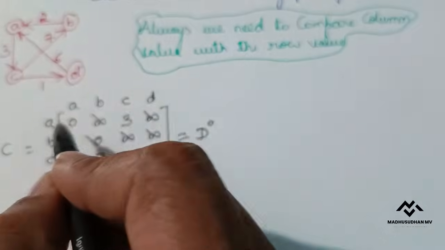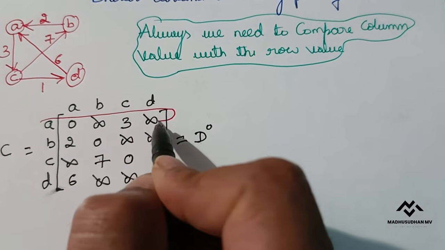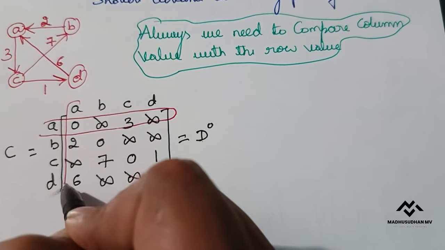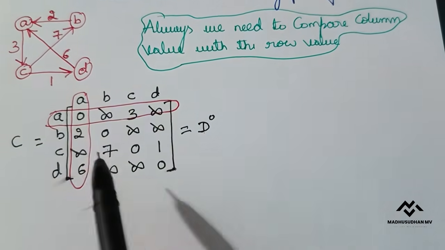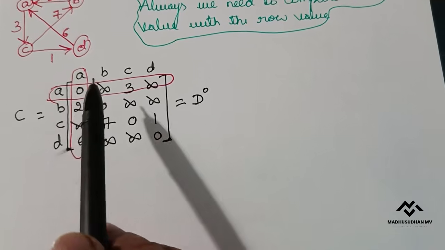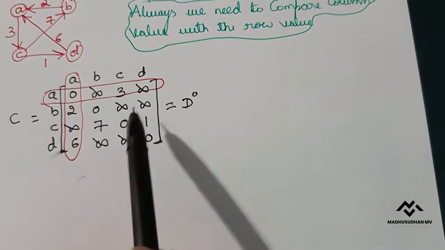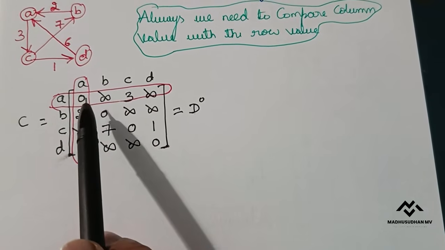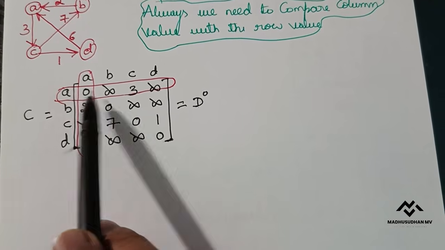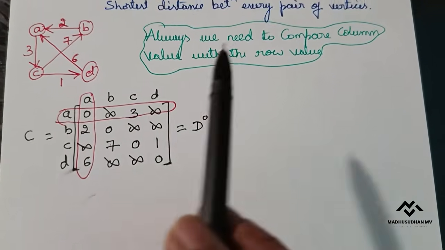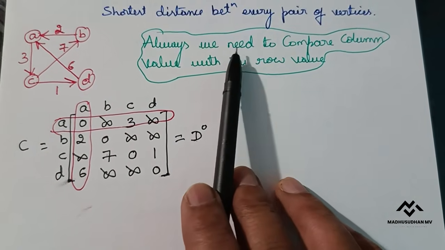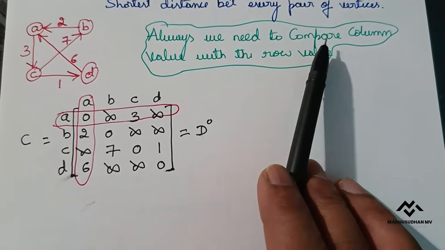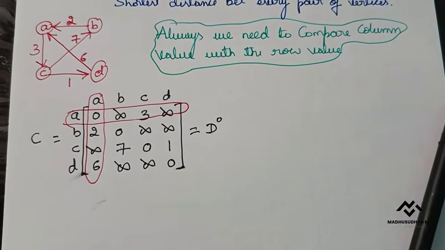Now I'm taking one vertex, that vertex's row and the same vertex's column. So now I selected A. That means I need to check through A what nodes I can reach. For that I consider the A row and the A column. Keep this in mind: here we are comparing the column value with the row value.